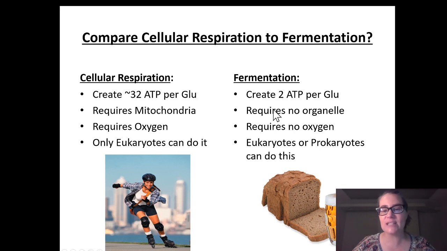Fermentation makes less energy, but you don't have all this setup. You don't have to have an organelle. You don't have to have a mitochondria. You don't have to have a breathing system where you're requiring oxygen to make it to your cell. And so this is kind of a simpler way to get energy. You're still making energy. And so both eukaryotes can do this, but also lots of prokaryotes do something like this as well.